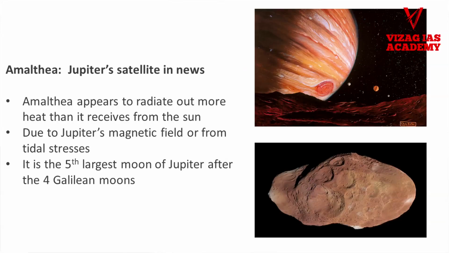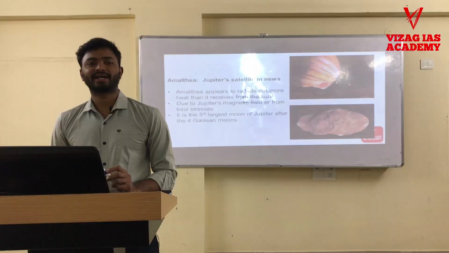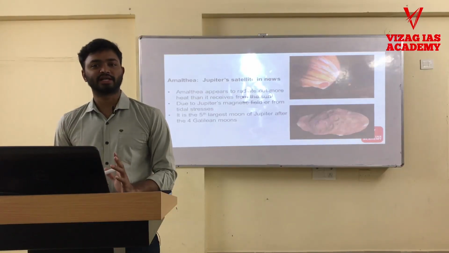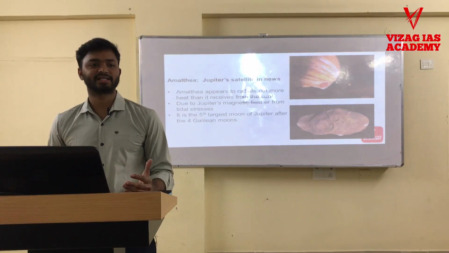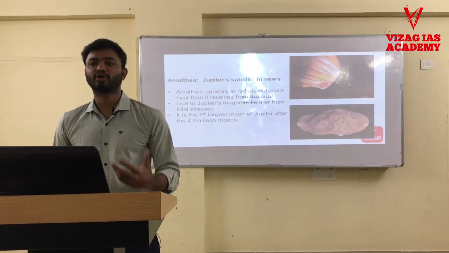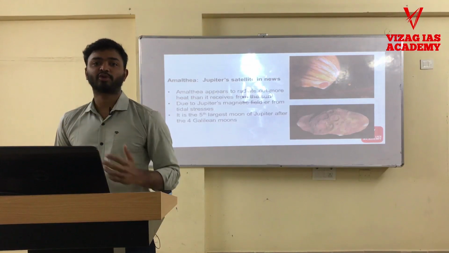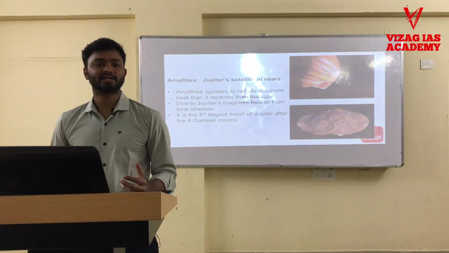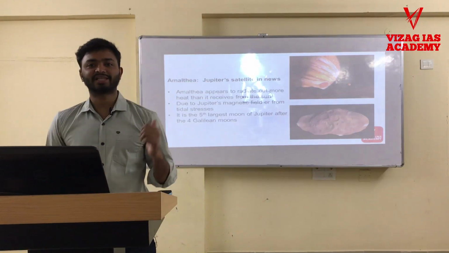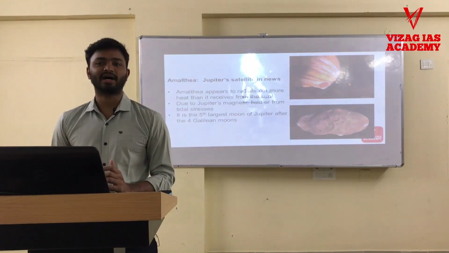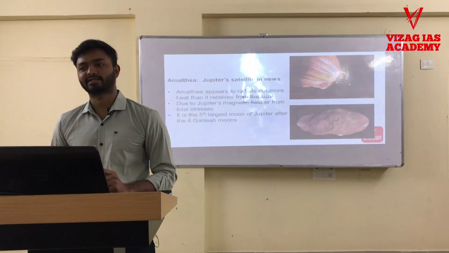Next, this is a satellite of Jupiter which is in the news recently. It is in the news because it is radiating more heat than it is receiving from the sun. We know that Jupiter has 4 prominent satellites, called the Galilean satellites. They are the largest 4 satellites. So Amalthea is the 5th largest satellite after the 4 Galilean satellites.